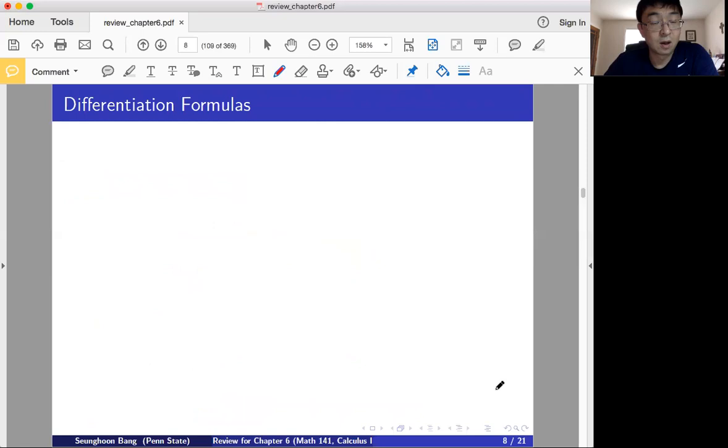Next, we can review the differentiation formulas together. Do you know C prime? What is C prime? C is a constant. What is constant prime? Zero is right. Zero. What is x prime?